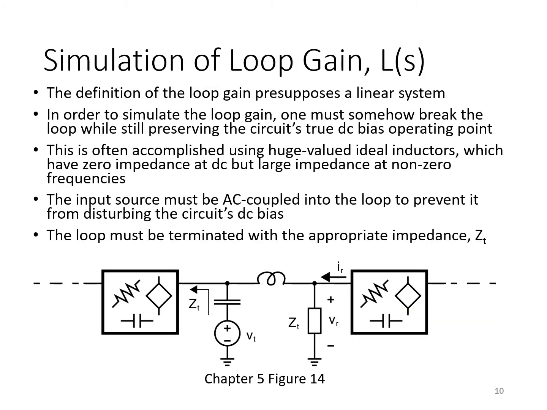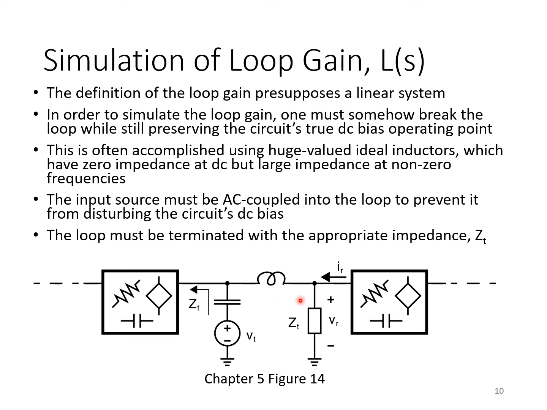So again, just some practical tips for simulating the loop gain L. One of the main issues here is that the definition of loop gain presupposes linearity of the system. And so when we're simulating loop gain, we have to somehow break the loop while still preserving the circuit's true DC bias operating point. So one way to accomplish this is shown here. We're breaking the loop at this point with a very large value inductance. And when I say large, since you can introduce an ideal inductor in simulation, you want to make it have an absolutely huge impedance at any frequencies that you're interested in.